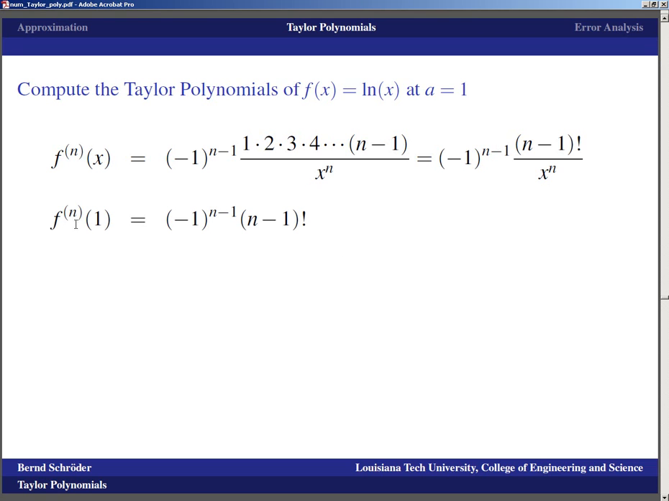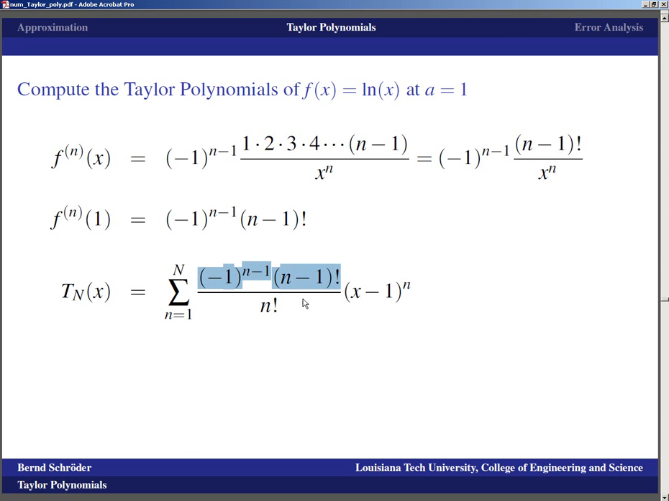So that means the nth derivative at 1 is negative 1 to the n minus 1 times n minus 1 factorial, because the denominator is just 1. And that means the capital Nth Taylor polynomial, we start the sum at n equals 1, not at n equals 0, because we already know that the zeroth derivative is 0, is the nth derivative divided by n factorial times x minus the point of expansion, x minus 1, raised to the n.